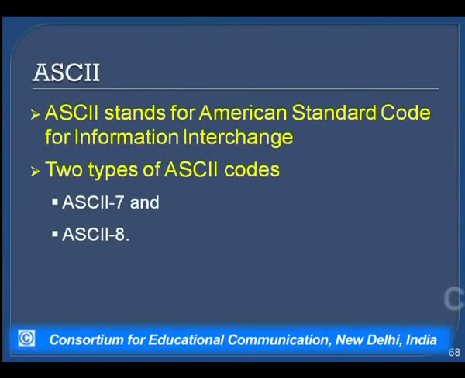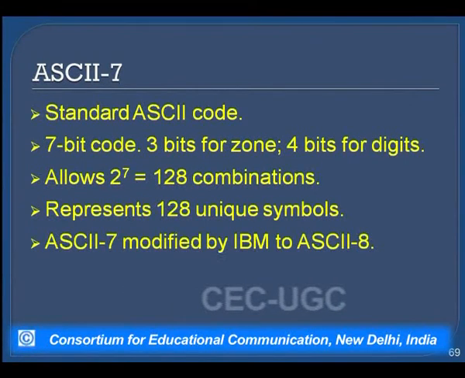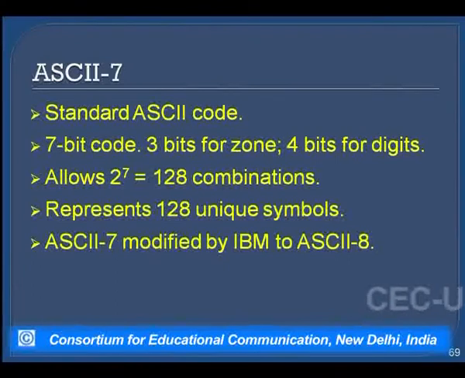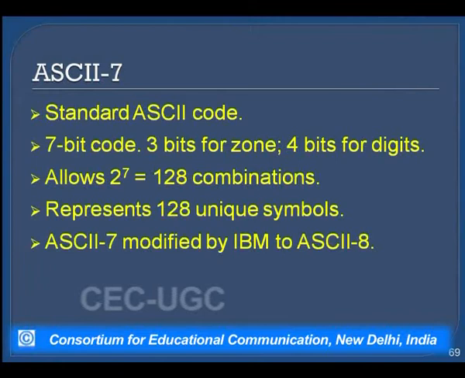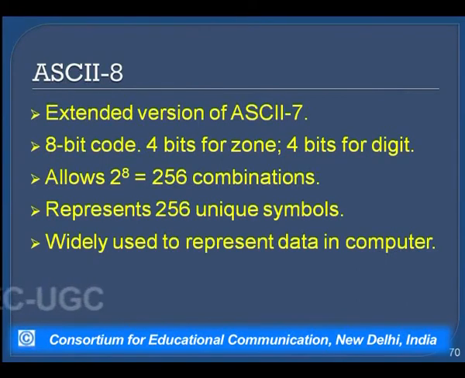Nowadays, we use the ASCII code, which is American Standard Code for Information Interchange. There are two types of ASCII code, ASCII 7 and ASCII 8. ASCII 7 is a 7-bit code where you have 3 bits for zone and 4 bits for the digits. So, a total of 7 bits makes 2 to the power 7, that is 128 combinations, so you can uniquely identify 128 different symbols. This was later modified by IBM as ASCII 8. ASCII 8 has 8 bits, 4 bits for zone and 4 bits for digits. So, you can represent 256 unique symbols using this, and it is widely used in computers.